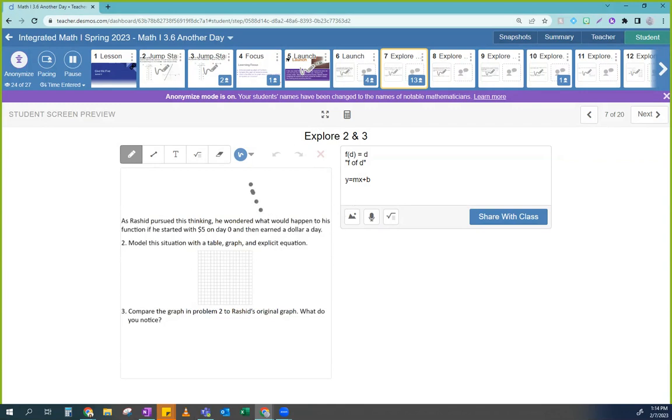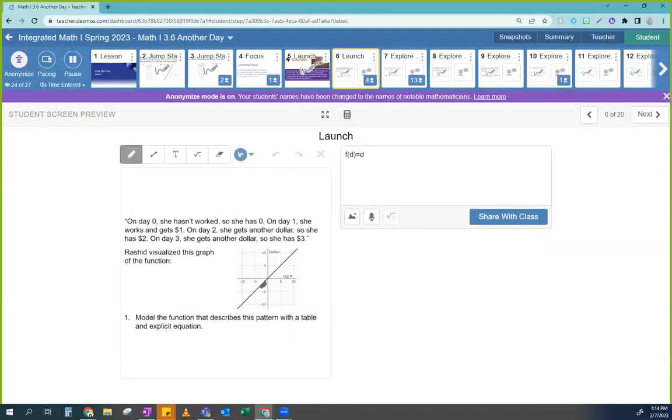What does the slope mean in this case? Why did I write my slope as this? What's my slope right there? What's that number in front? Yeah, it's a one. What does that one represent in this picture?